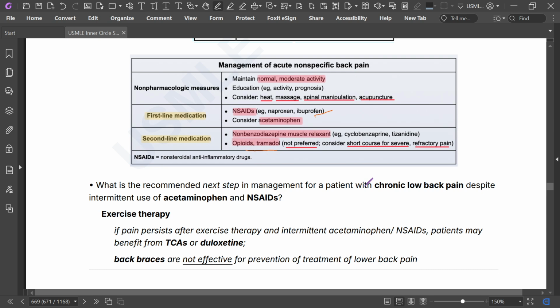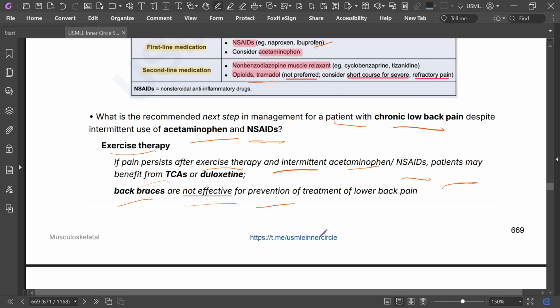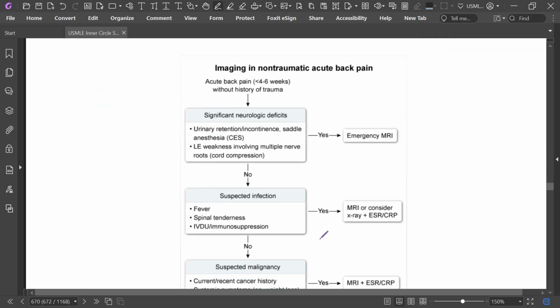What is the recommended next step in management for a patient with chronic low back pain despite use of acetaminophen and an NSAID? It is exercise therapy. If pain persists after exercise and intermittent acetaminophen and NSAID, the patient may benefit from TCA or duloxetine. Back braces are not effective for treatment of lower back pain.